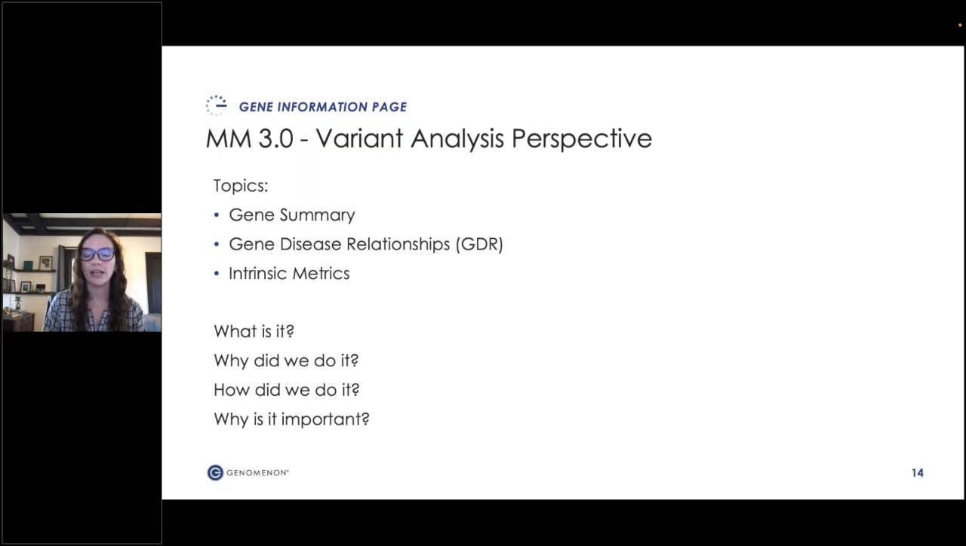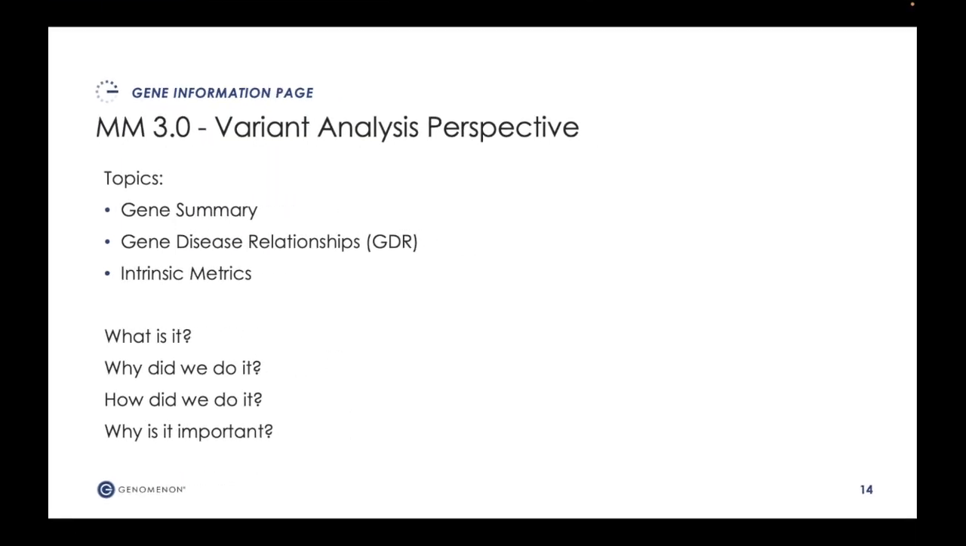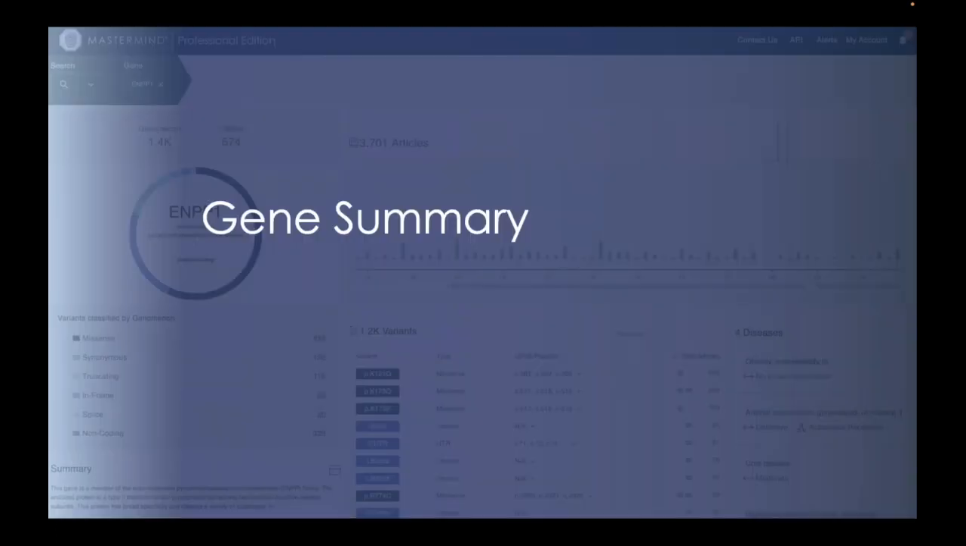The next portion of today's webinar is going to be discussing Mastermind 3.0 with a few specific topics, and all of this will be from a variant analysis perspective. So the topics that I'll discuss today are the gene summary, the gene-disease relationships, and also the intrinsic metrics. When we discuss each one of these topics, we will answer the questions of what is it, why did we do it, how did we do it, and why is it important? Next slide. So first we'll go over the gene summary.